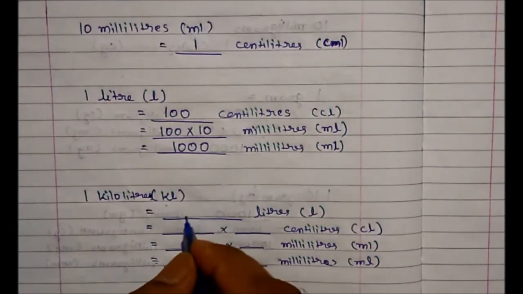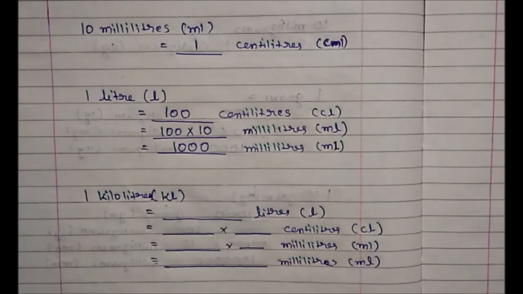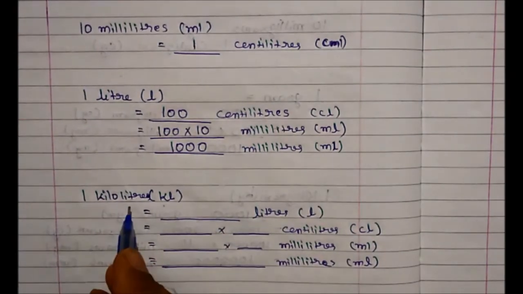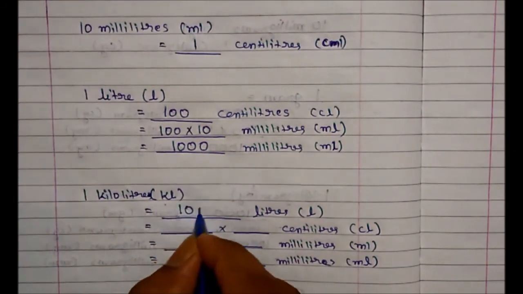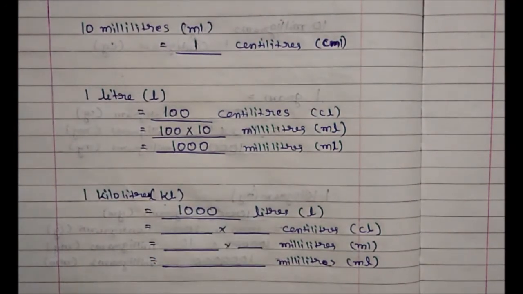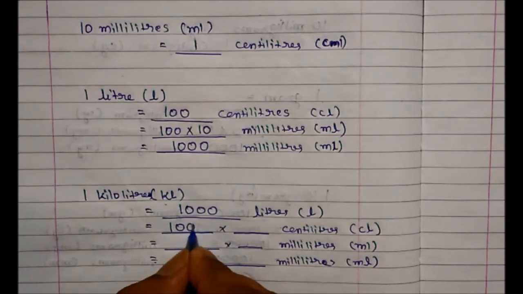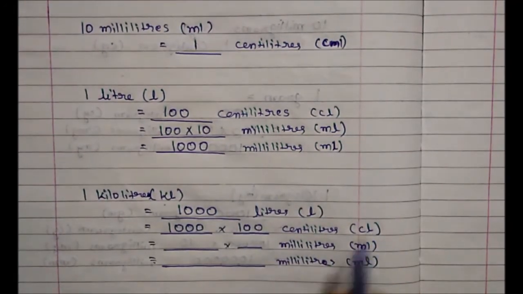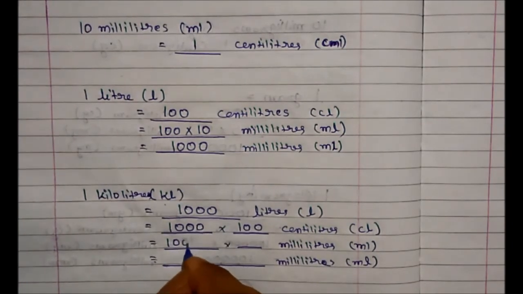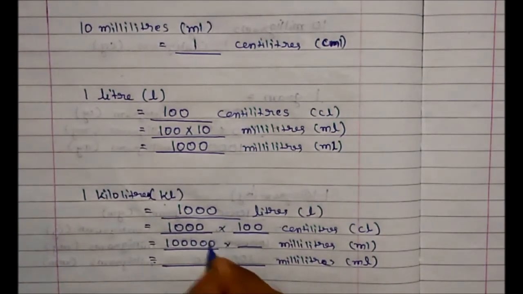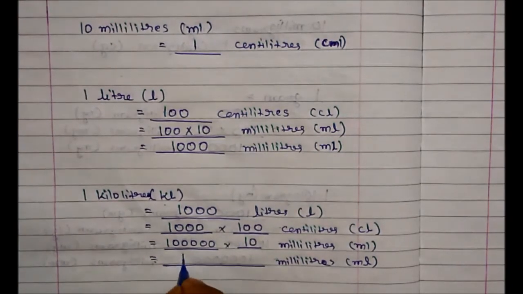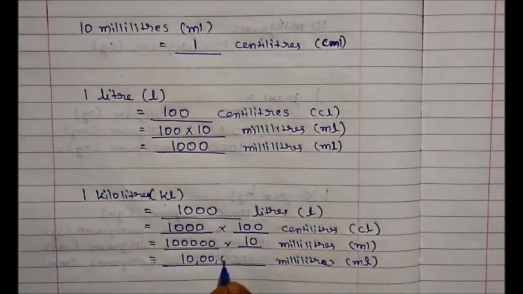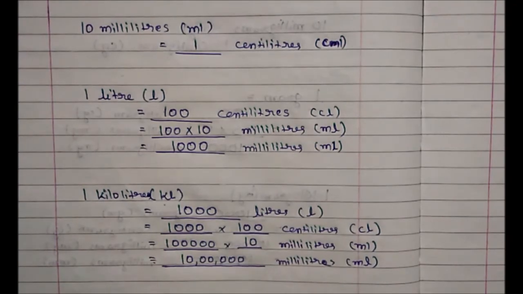1 kiloliter is nothing but 1000 liters. 1000, when we multiply with 100, we will get centiliters. And then multiplying by 10, 10 lakh milliliters. 1 kiloliter is equal to 10 lakh milliliters.